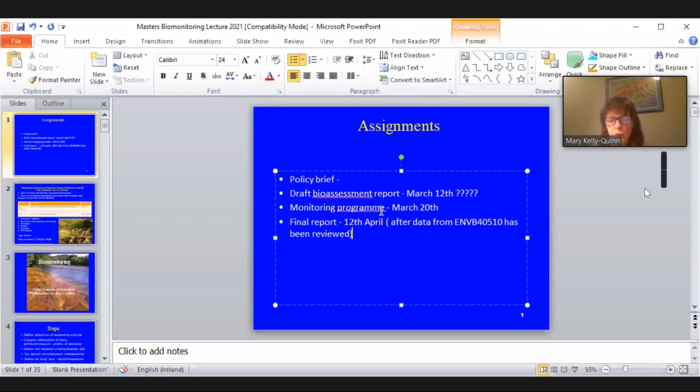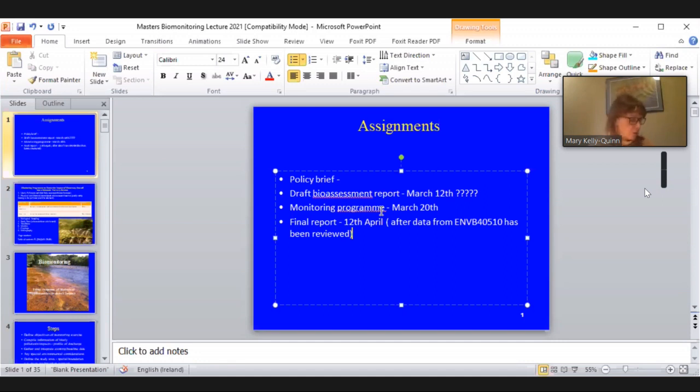So in the draft produced for March 12th, you talk about the quality of the sites, but you won't necessarily be able to conclude fully on what's causing problems where there are problems. That bit can be left to be completed. So I think if you concentrate on, say, your introduction, your study area, your methods, results, and then just a few points in the discussion, I'll give you feedback on that.